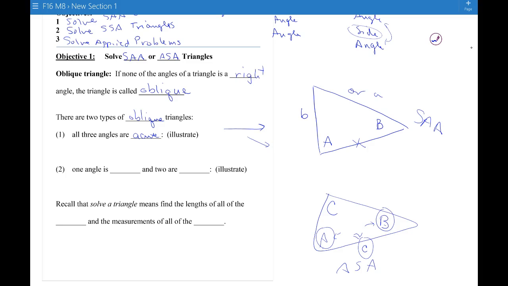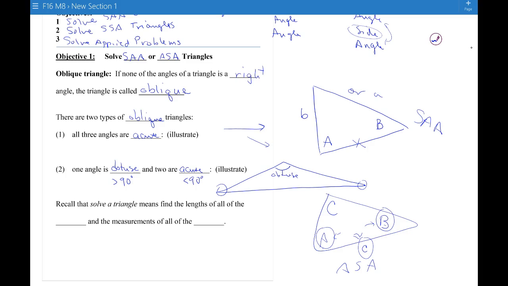Then you can also have an oblique triangle if one angle is obtuse. So remember that means bigger than 90 degrees. And 2 are acute, so that means smaller than 90 degrees. So you have a triangle with a really big angle and 2 tiny angles. So here's the big obtuse angle. So you can see how it's very different looking.